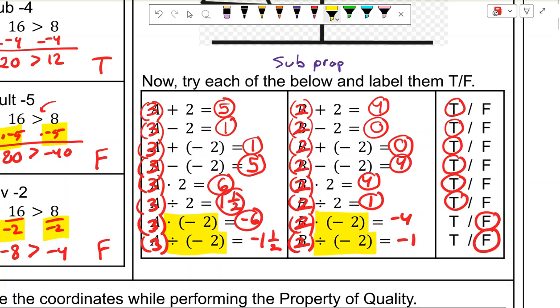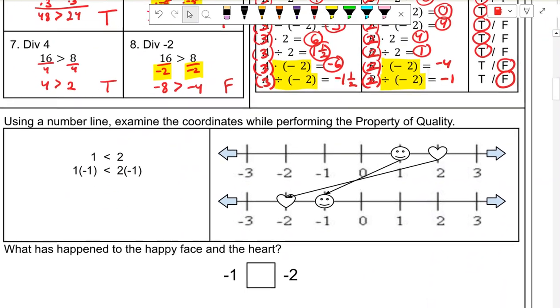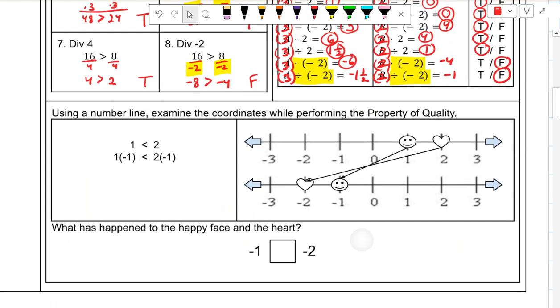So what does this all mean? Well, when we go down to the next one, we can look here at using a number line. Examine the coordinates while performing the property of equality. That is actually a mistake. It should say equality, the property of equality.